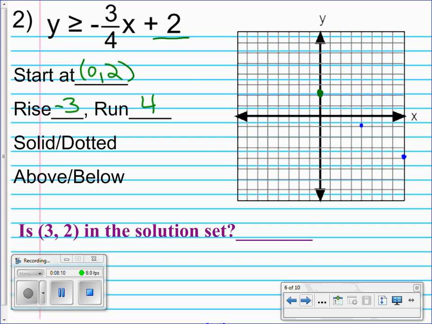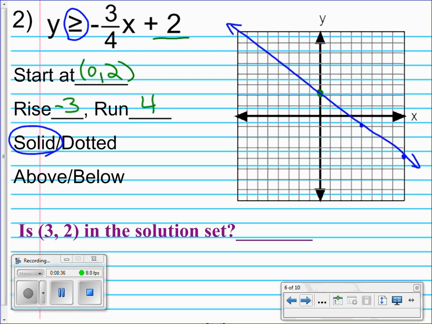I need to check and see if I have a solid or a dashed line. It's greater than or equal to, meaning it includes all the points. So this is going to be a solid line. I'm going to draw a solid line through my points. Put arrows on the end because it is a continuous line.